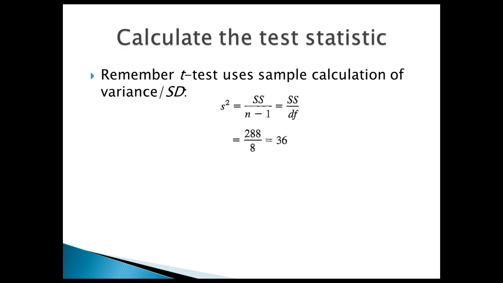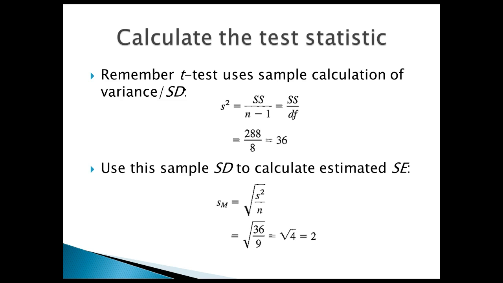So we calculate our t. Remember, t-test uses sample calculation of variance and standard deviation. So our variance is s squared equals sums of squares over n minus 1, or conversely, sums of squares over degrees of freedom. In this case, the sums of squares value was 288 divided by 8, and they got the 8 as the degrees of freedom because you have a sample of 9 birds, so n minus 1 would be 8. So 288 divided by 8 is 36.